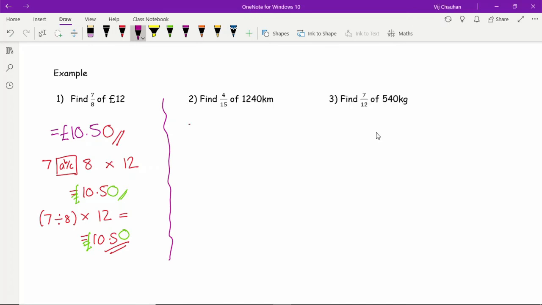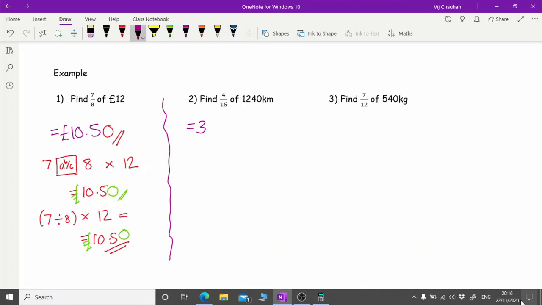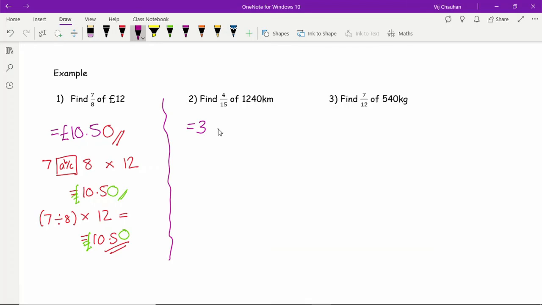So the answer to this question is 330.6 recurring, or we can write this as 330.67 to 2 decimal places, or we can round this to 330.7 to 1 decimal place.